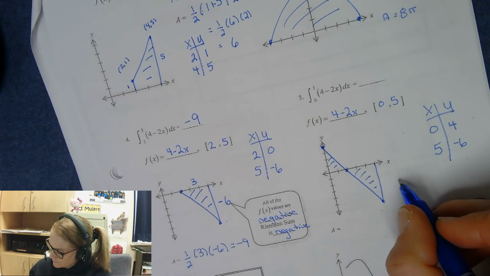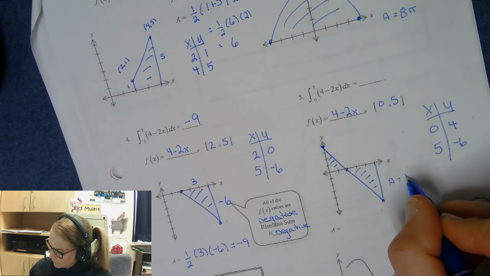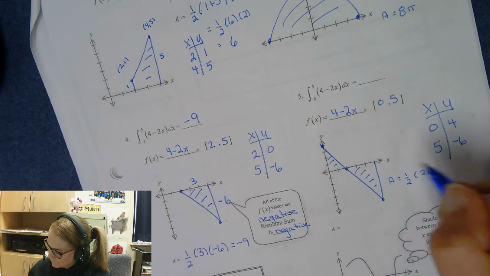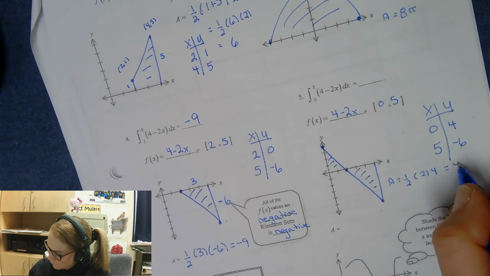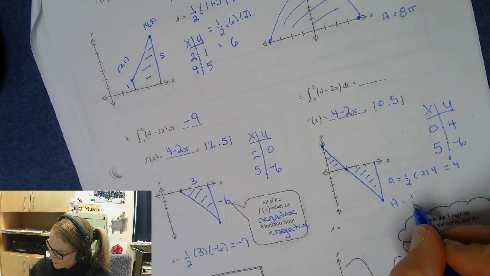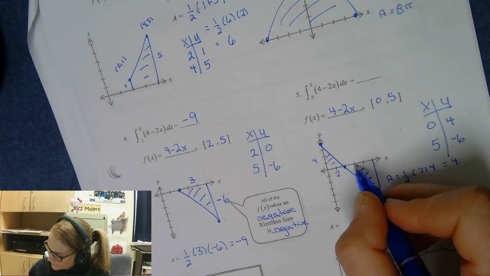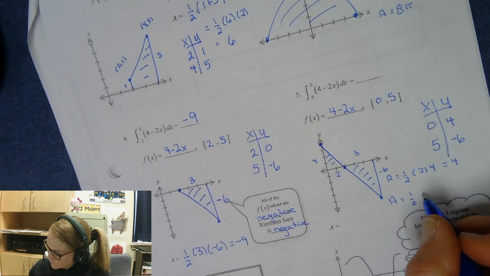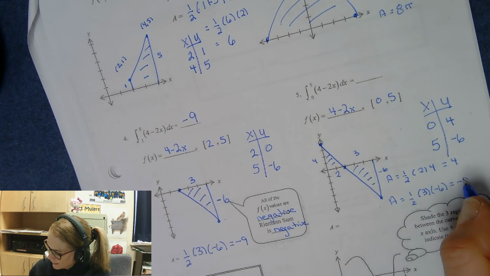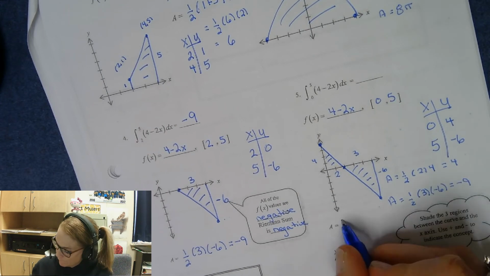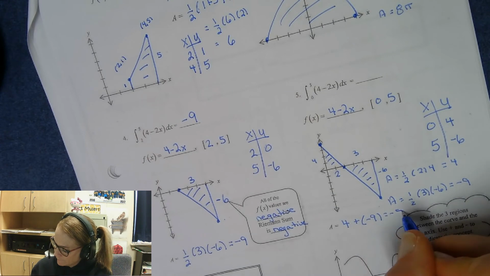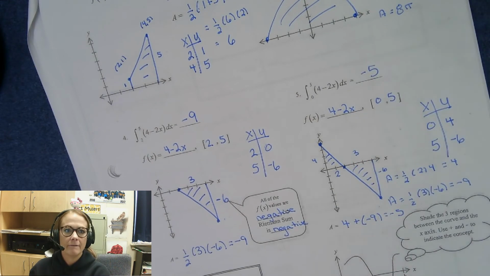All right, so the one area is going to be 1/2. This base is 2, this height is 4, okay, which is 4. And the bottom area is 1/2, so that's 2 by 4. And this is 1, 2, 3 by negative 6. And so this is 1/2 again, negative 9. Okay, so this area then is 4 plus a negative 9, so this area is negative 5. There's more negative area there by 5.